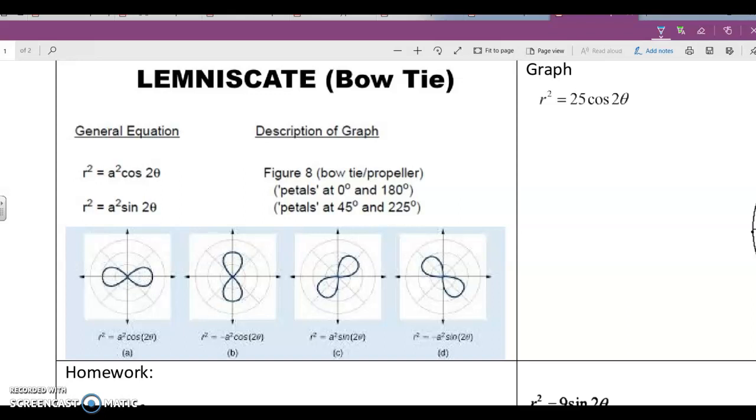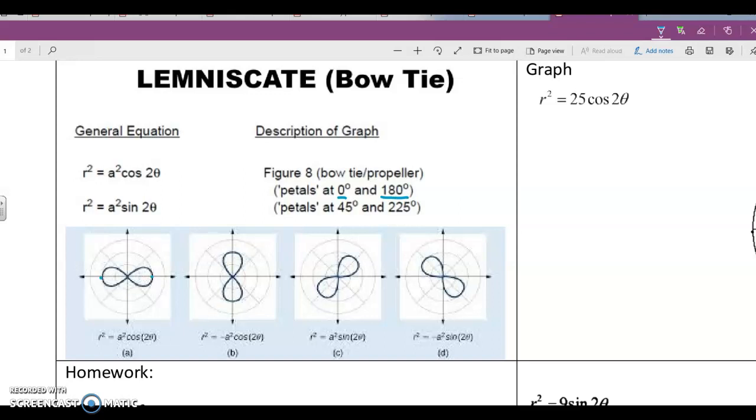The general form of this is r squared is equal to a squared times cosine of 2 theta, or r squared is equal to a squared sine of 2 theta. If you are at cosine of 2 theta, your petals are going to be at 0 and 180 here.